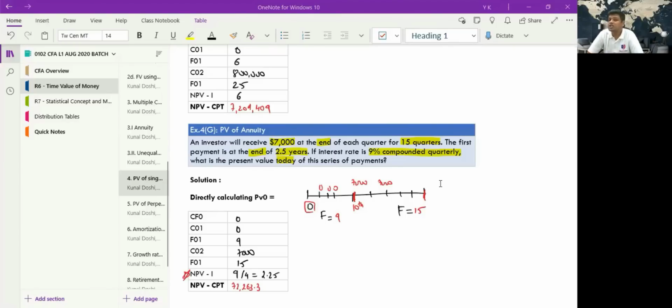If they don't ask you and if they directly ask you what is the present value today, then you can just simply do the cash flow function. Clear? Anyone has any doubt? This is a very, very important question. The last two ones are very important examples.